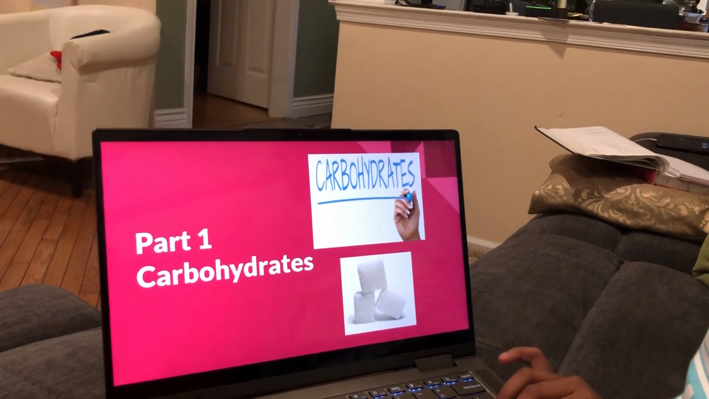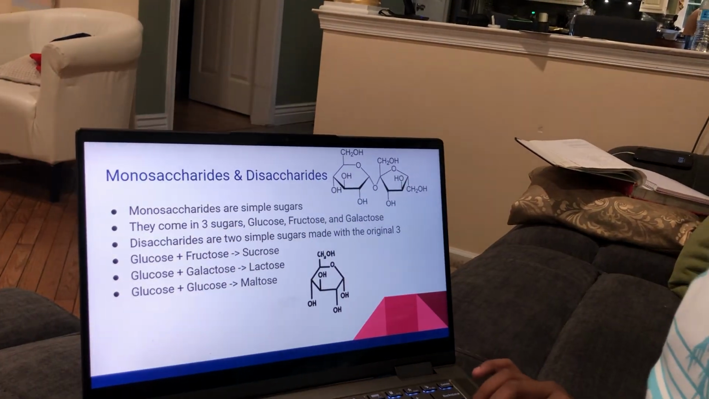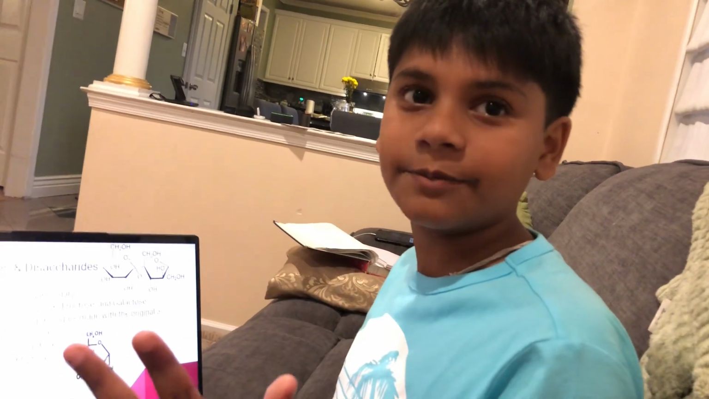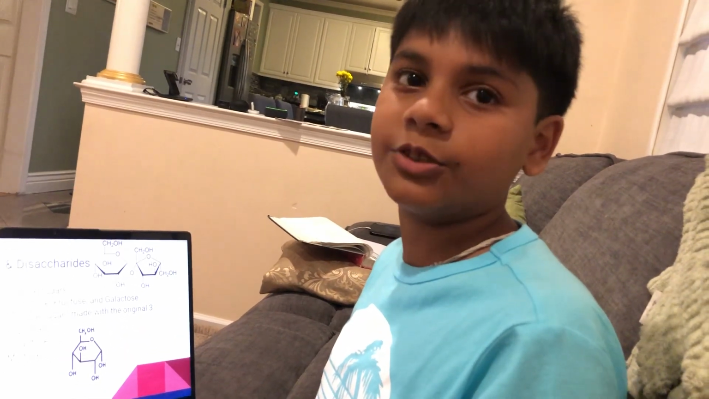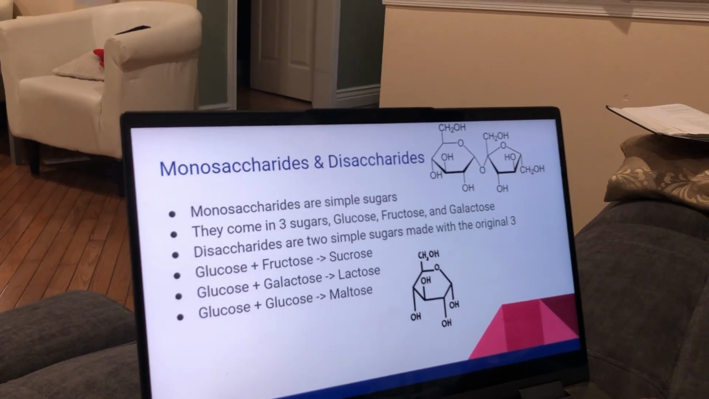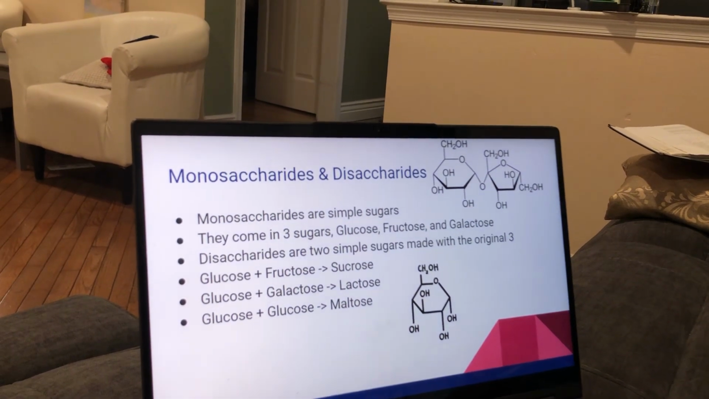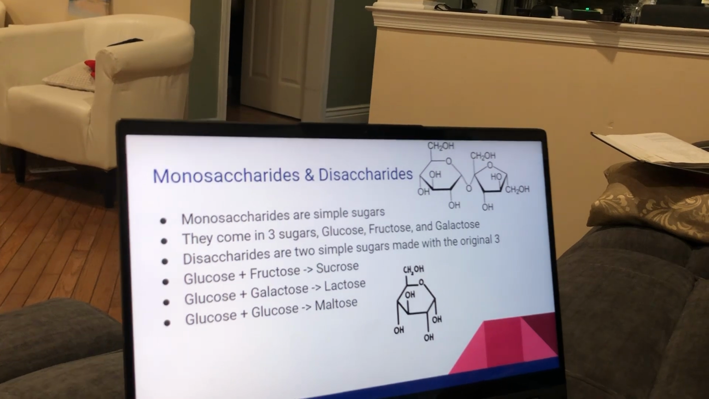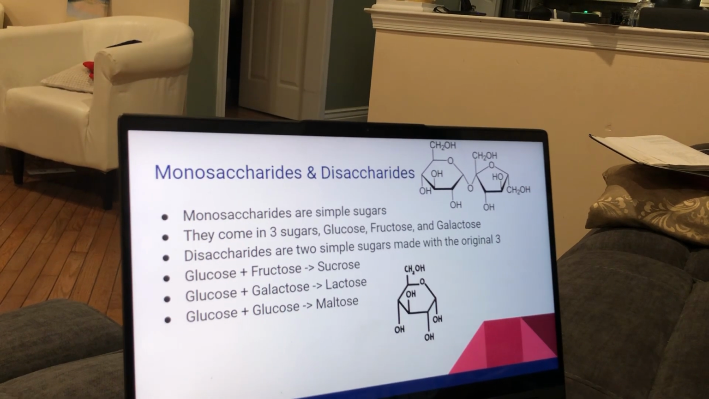Part 1. Carbohydrates. Monosaccharides and disaccharides. Monosaccharides are the simplest kind of sugars, and they come in 3 varieties: glucose, fructose, and galactose. There are also many different combinations you can make which form disaccharides. Glucose and fructose, which is the most common, makes sucrose. Glucose and galactose makes lactose. The final one is 2 glucose, which makes a maltose compound.